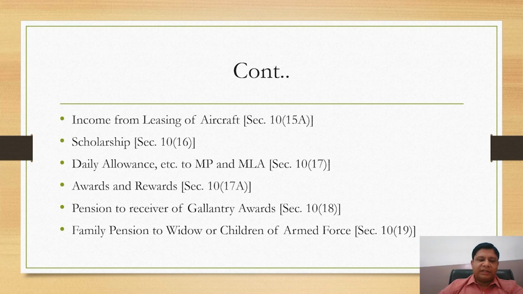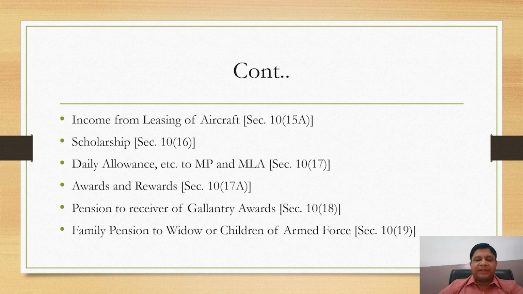Pension to receivers of gallantry awards: pension received by an individual who has been in the service of central or state government and has been awarded Param Vir Chakra or Maha Vir Chakra or Vir Chakra or such other notified gallantry award, or family pension received by any member of the family of such individual.